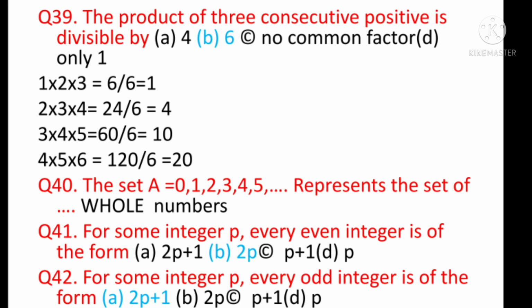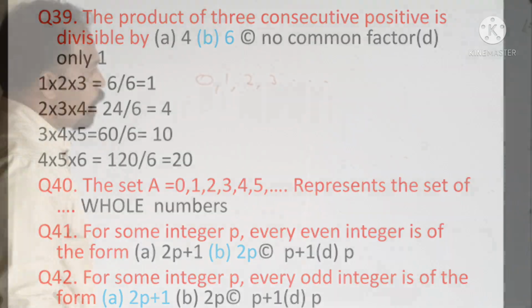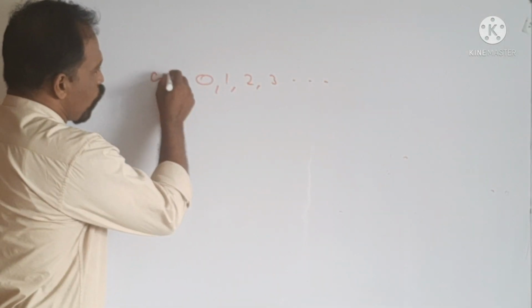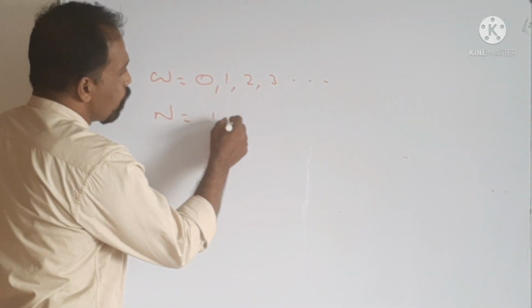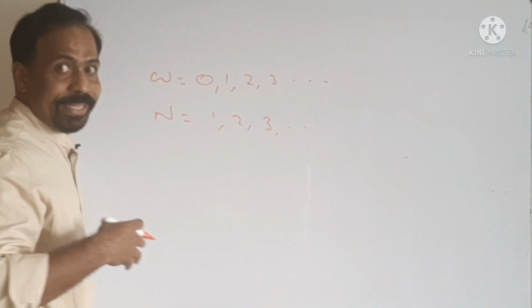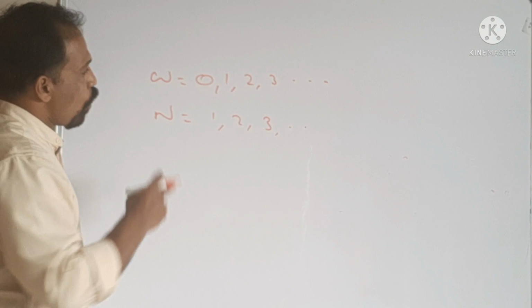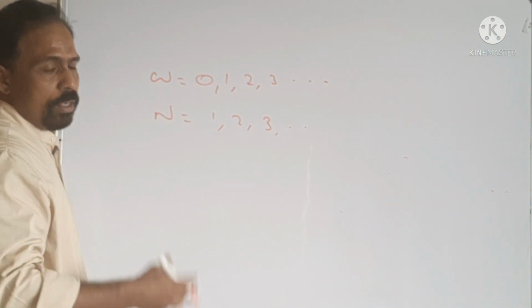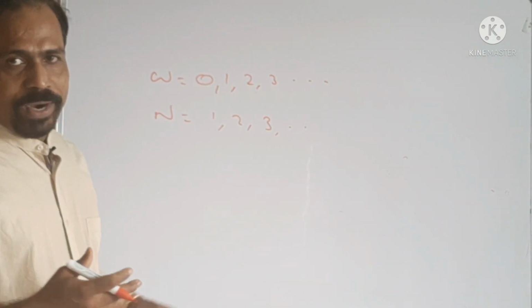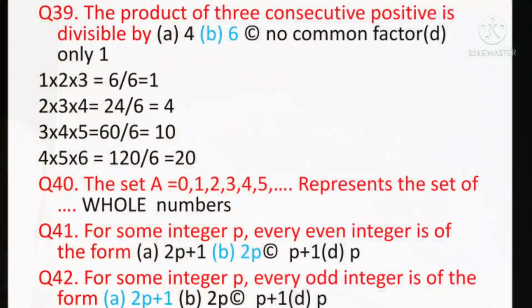Let us do question number 40, that is the whole numbers. Whole numbers, we know that it starts from 0. And natural numbers start from 1, 2, 3. I told you that these are the counting numbers. So natural numbers start from 1, 2, 3. In whole numbers, 0 is also included. So the answer is 0, 1, 2, 3, 4, 5.